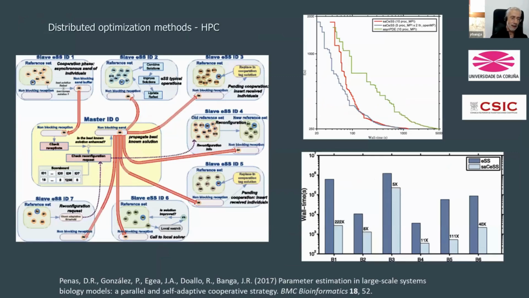And essentially, when used with large problems, you can get even superlinear speedups, even 2 orders of magnitude, just using 10 processors. So the parallelization and this cooperative approach did end up in very, very large speedups for many problems.